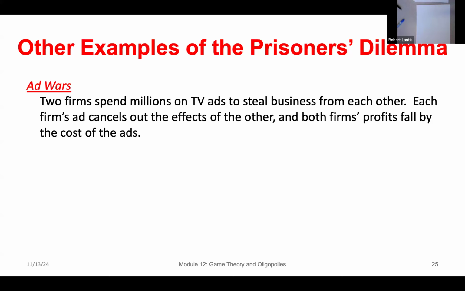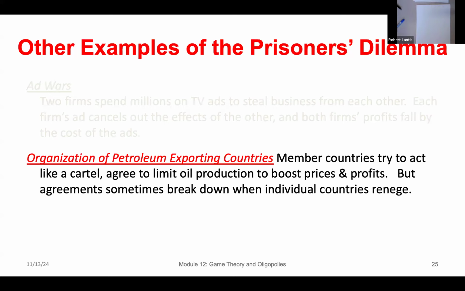So if we could somehow both agree, hey, we're not going to run any ads if you don't. Okay, well, now we don't have these huge costs. We still have the same customers we did before because no one's been convinced to buy from the other firm. So we could both be better off. So another good example of a prisoner's dilemma.